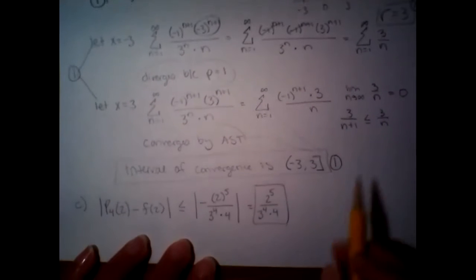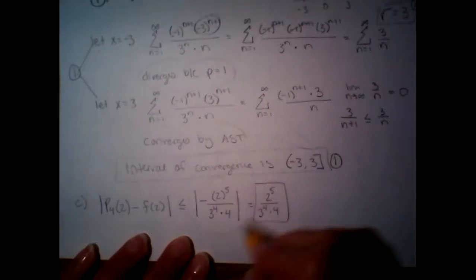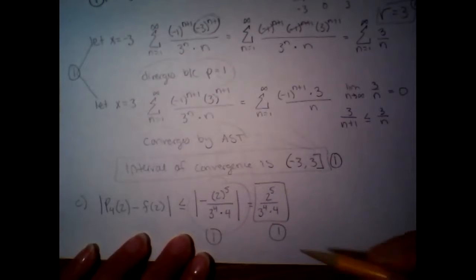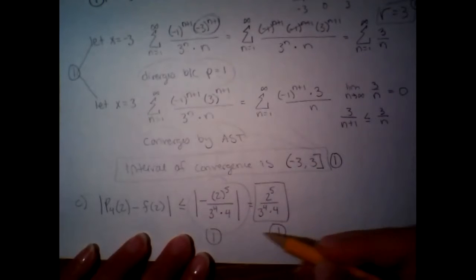And then the last one, you get a point for knowing to use the 5th term, and then you get a point for the answer, which is almost like one and the same there. So, I mean, if you get 1 point, you're going to get the other one.